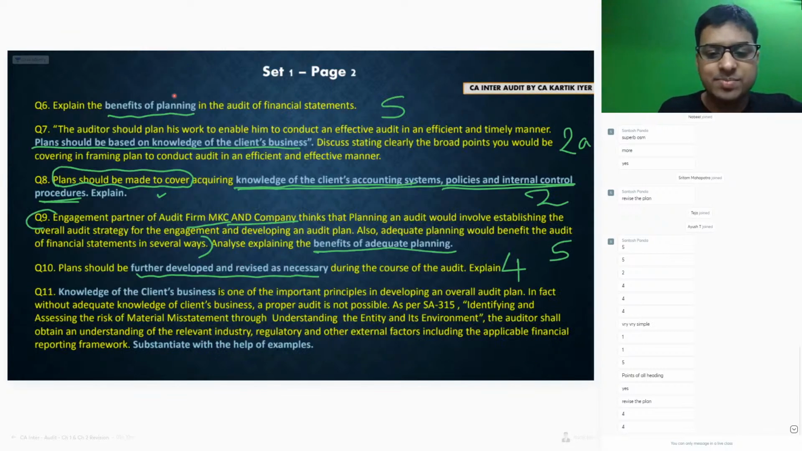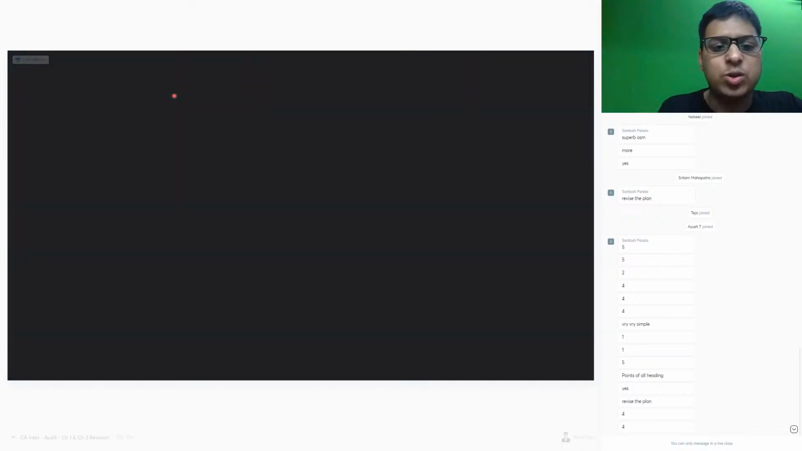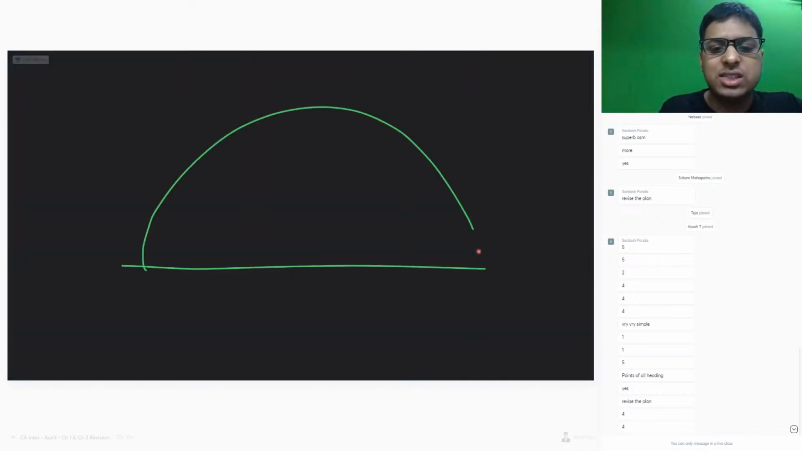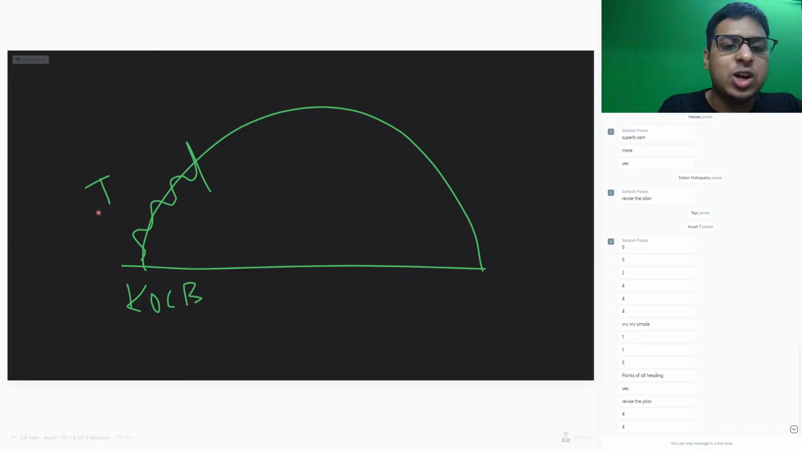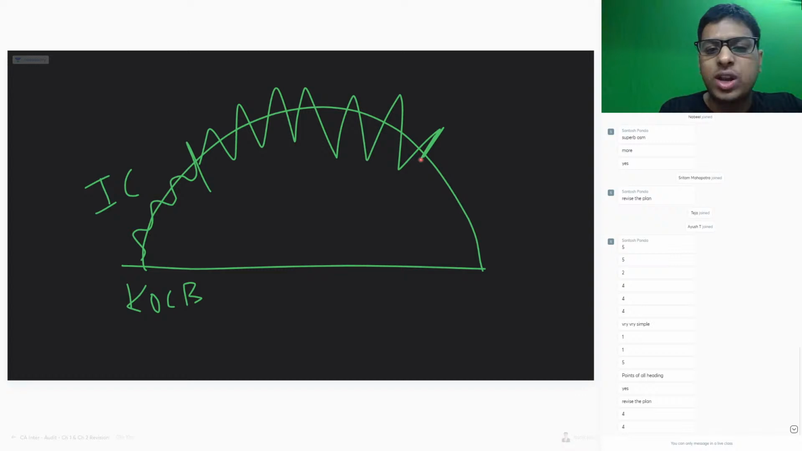Okay, next, I'll just explain. When I teach, we'll be doing some special diagrams in relation to this. So whenever I say these points, you will suddenly think, okay, sir, this is the main diagram that I teach. In this, there is knowledge of client business. Sir, this is the internal control part. Then the auditor will do his audit procedures to reach the reasonable assurance level. So you'll be learning in this manner.